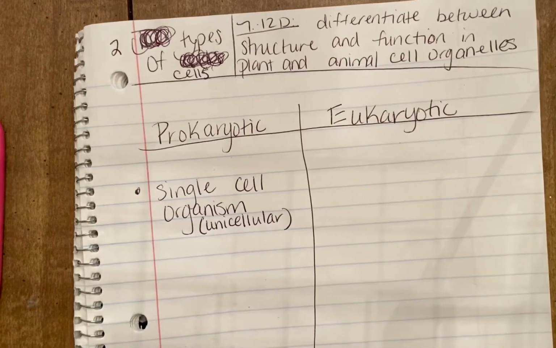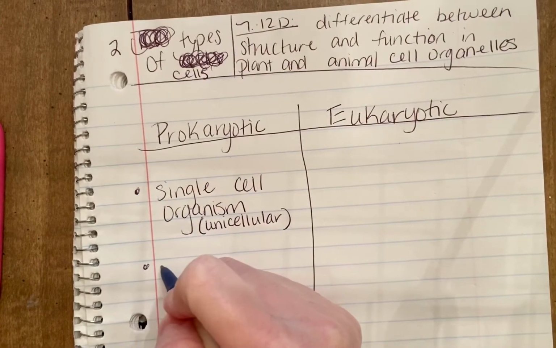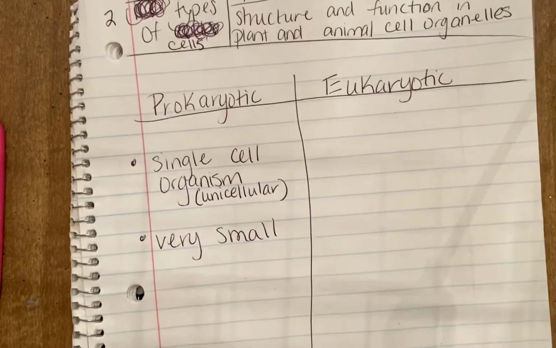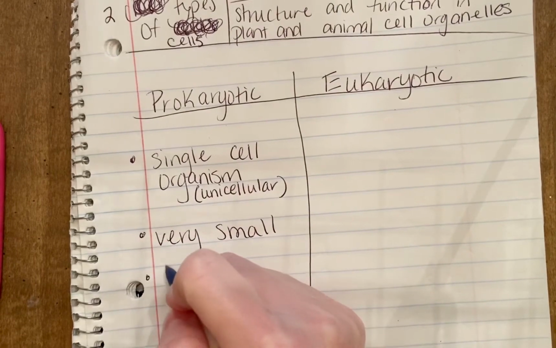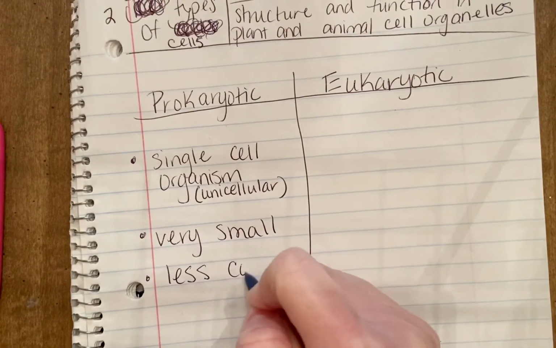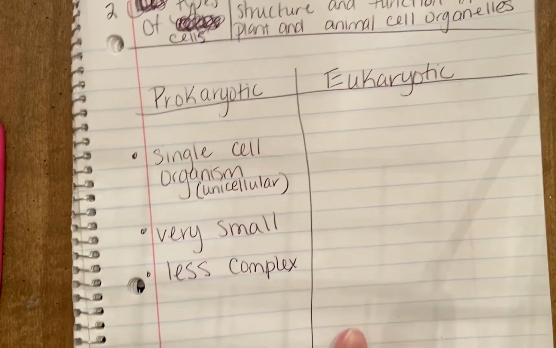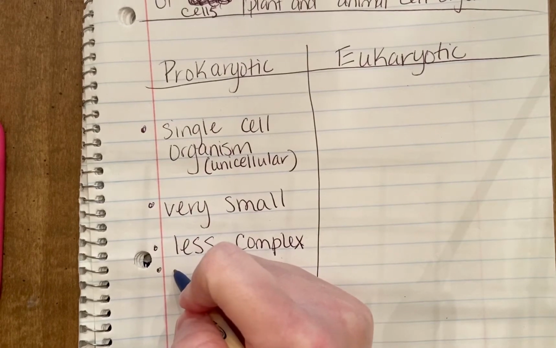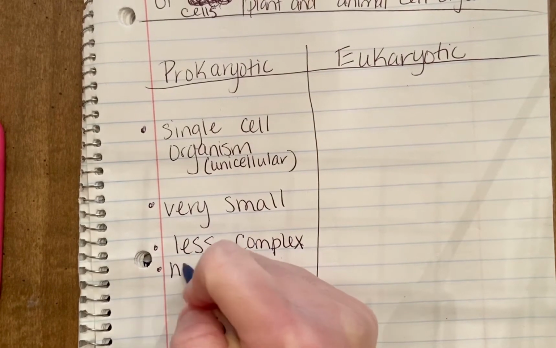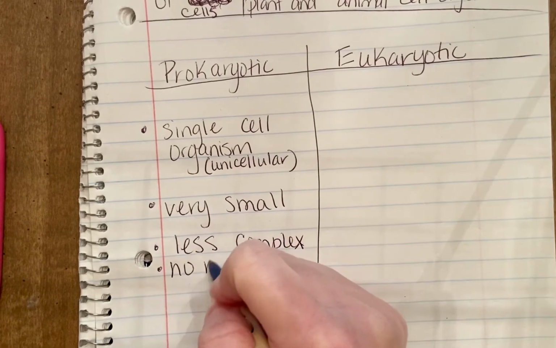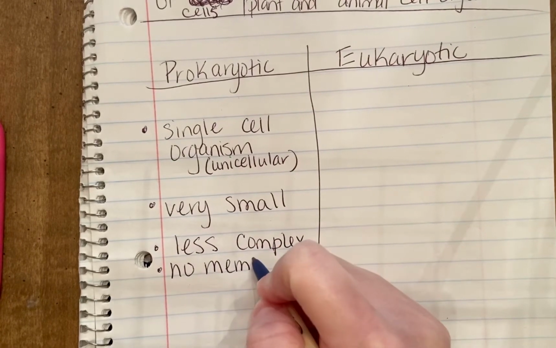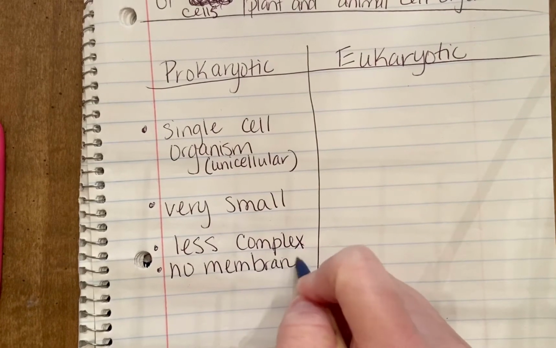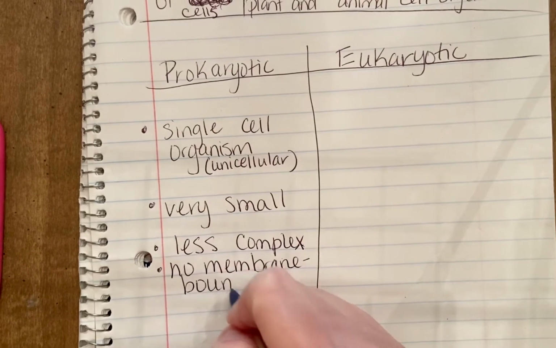They are very small. You have to have a microscope to see them. They are less complex compared to eukaryotic cells. They have no membrane bound nucleus. What does that mean?